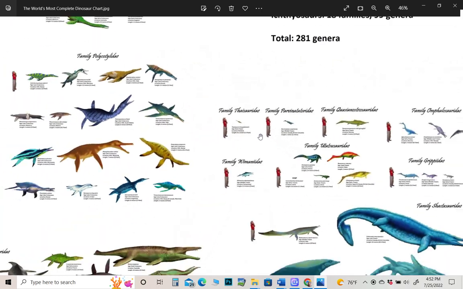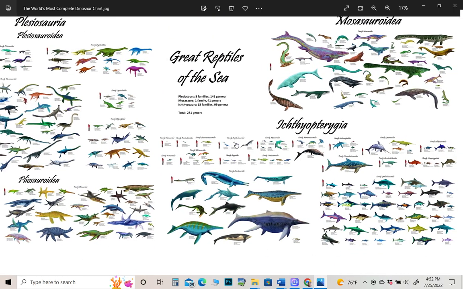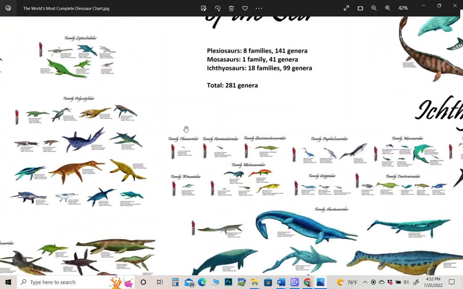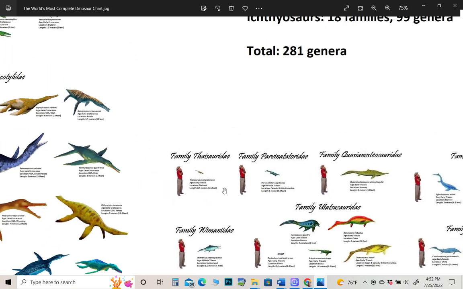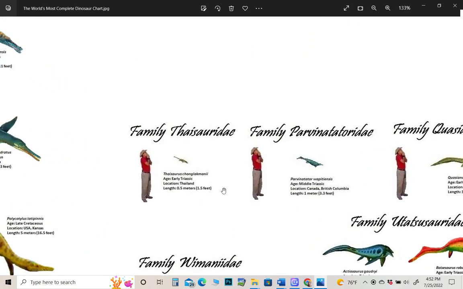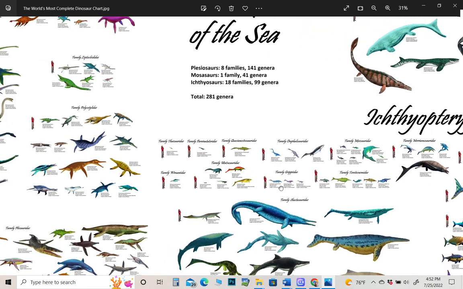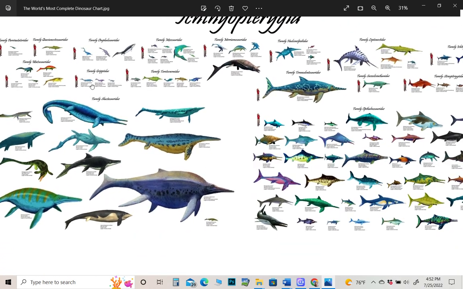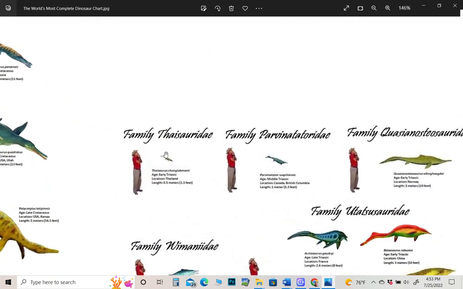Thysaur. Okay, and then we have the Ichthyosaurs. 18 different families, and here we go. Most of them are very small families, but there's like 2 that are above like 10 or above. That would be the Chaosaurus and the Ophthalmosaurus. A big bunch of them are in the Ophthalmosaurus. We have 99 genera of this.